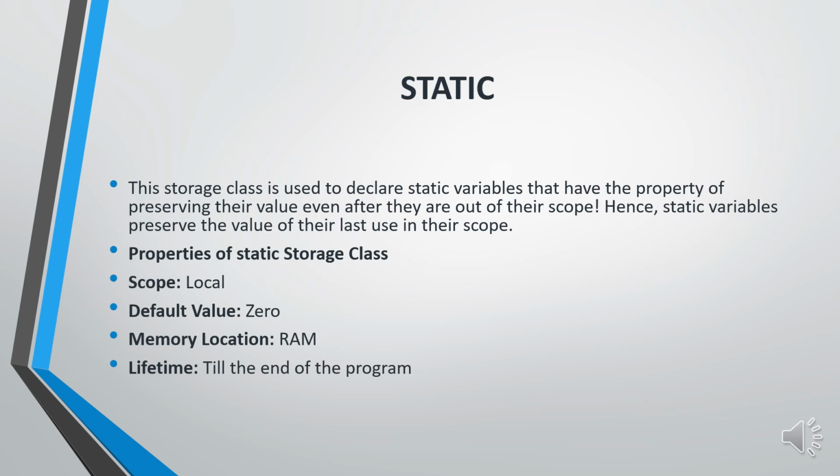While auto is the default storage class for all local variables, static is the default storage class for all global variables. Static variables have a lifetime over the entire program. That is, memory for the static variable is allocated when the program begins running and it is freed when the program terminates. The memory location for the static variable is RAM.